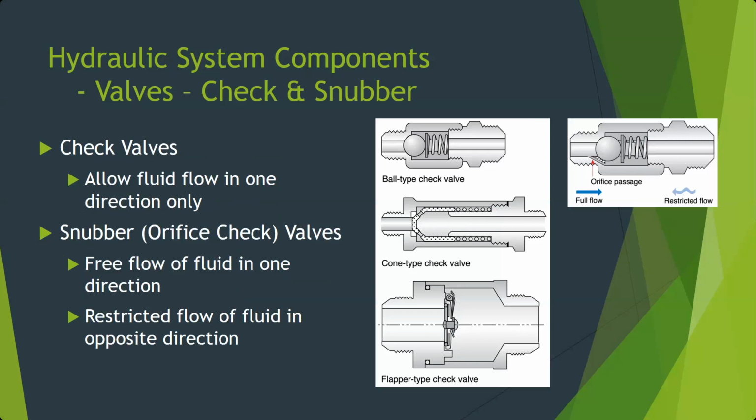So an example here is this orifice check valve. This is a ball style. Pressure is going to push off the seat, so it's going to be relatively free flowing from left to right, or it's going to be able to open a large passage. But from right to left, a little bit of fluid is going to be able to travel through that kind of bypass or orifice passage right there.